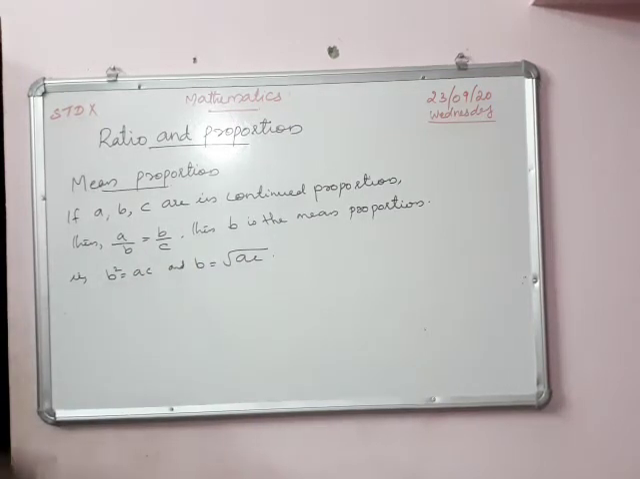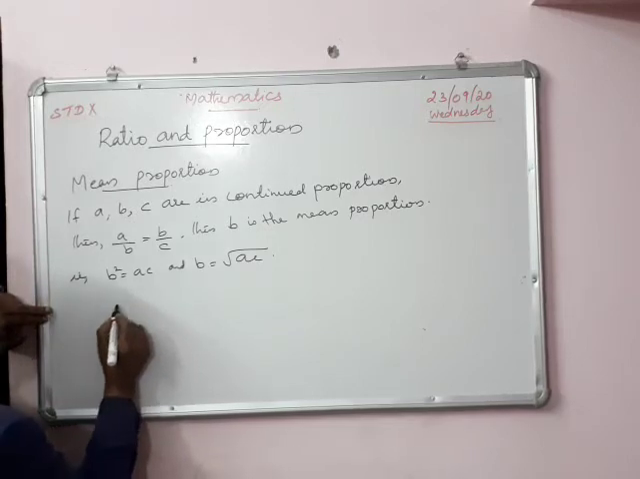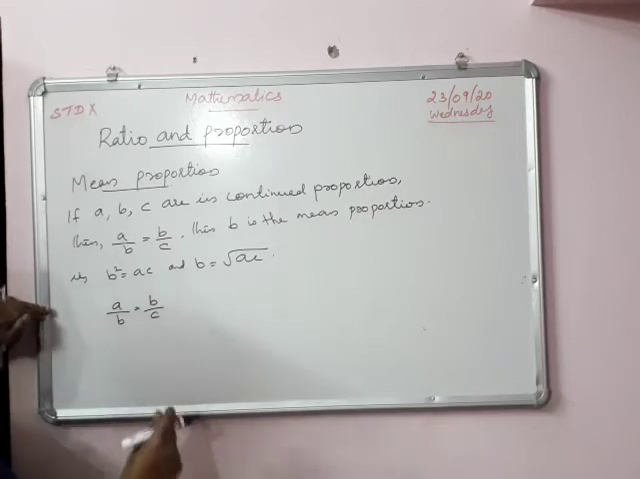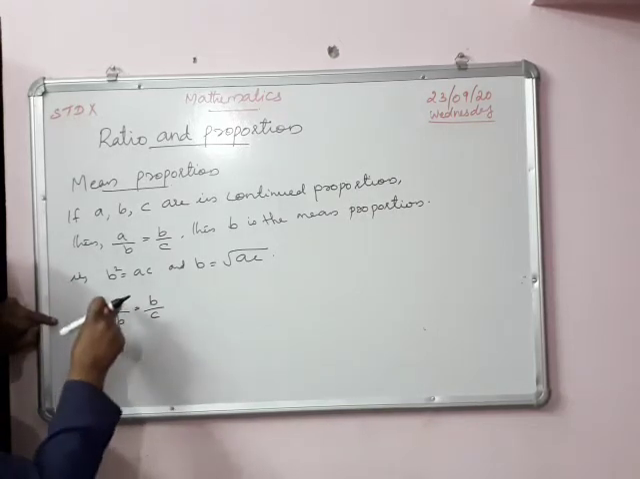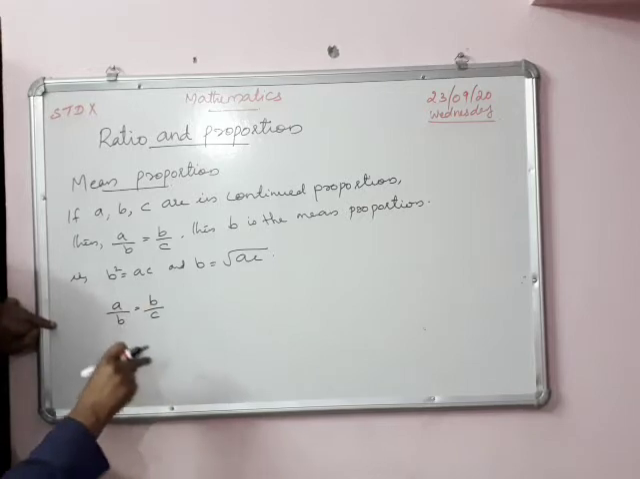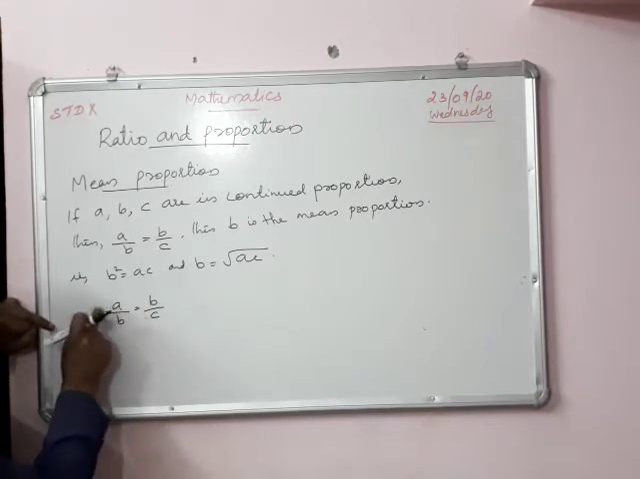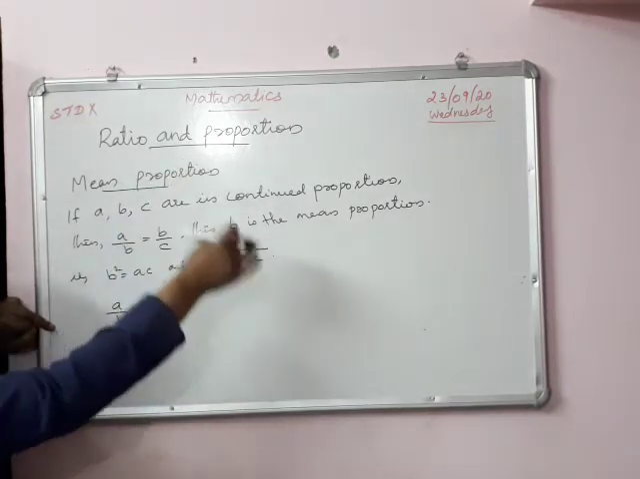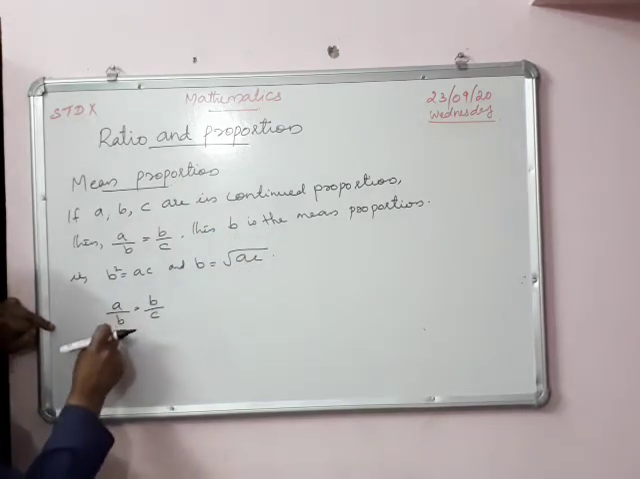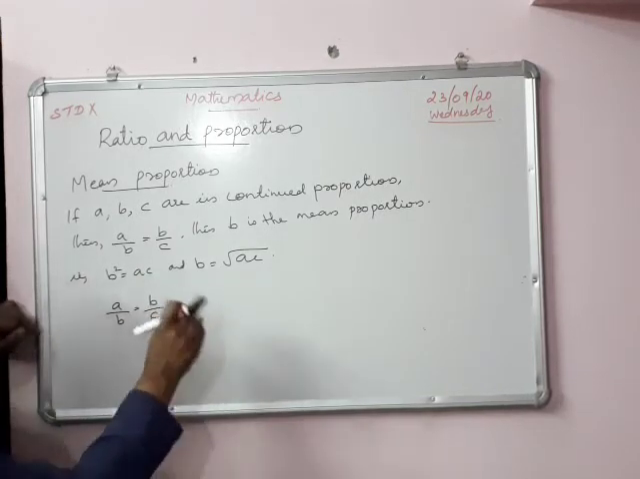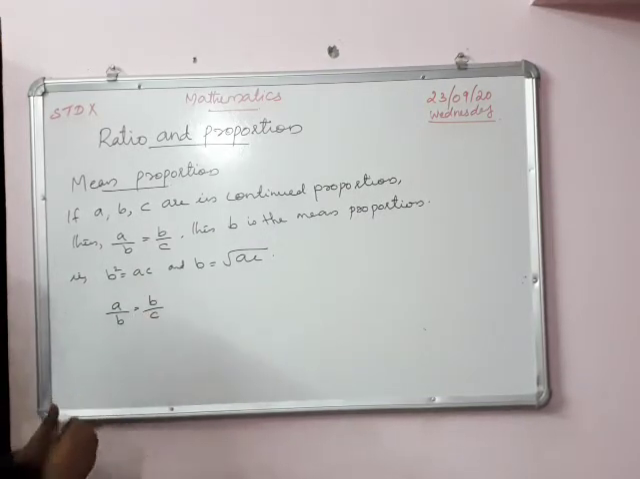If it is in continued form, listen, A by B is equal to B by C form, it is a continued proportion. If it is in continued proportion, we can say B square is equal to AC. B square is equal to AC means that is the mean proportion. B square is equal to AC by cross multiplication. Therefore, B is equal to root of AC. That is another important definition for it.